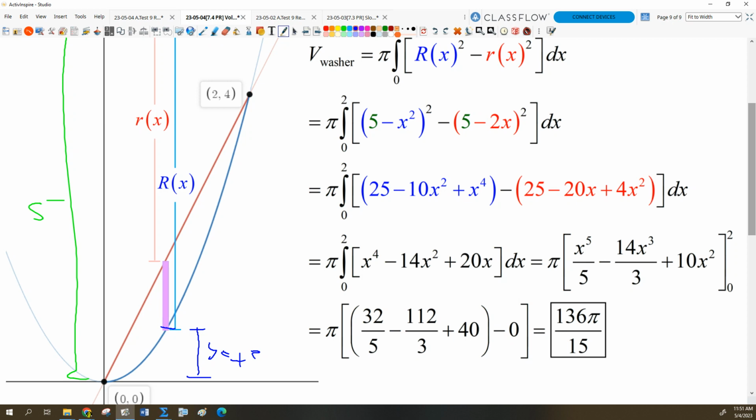Integral of x to the fourth is x to the fifth over 5, negative 14x squared. That's going to be negative 14x cubed over 3. Integral of 20x is 10x squared. And just evaluate that whole expression from 0 to 2. At 2, we get all that stuff. At 0, we get 0, right? And if I just add up all those fractions, I get 136/15 pi, which is the correct answer. That's the exact volume, okay?